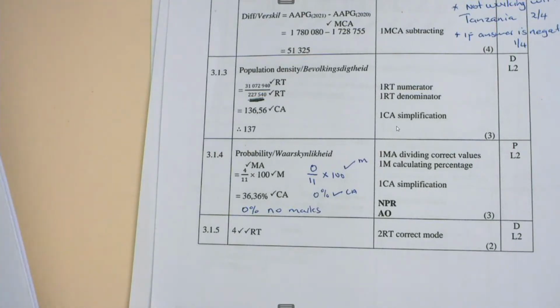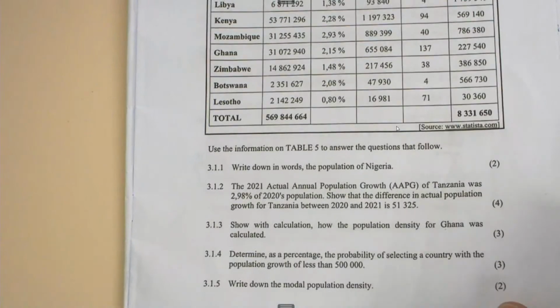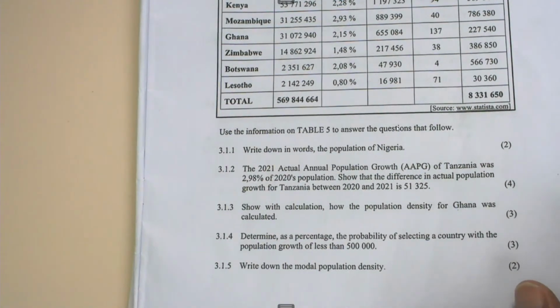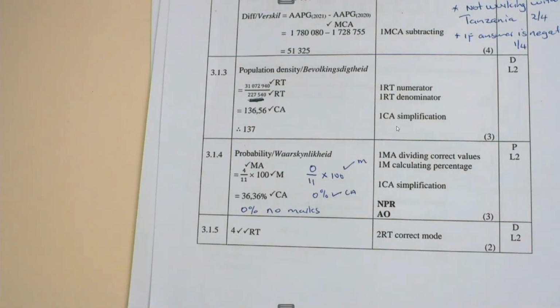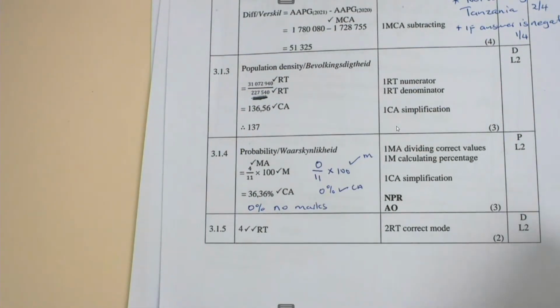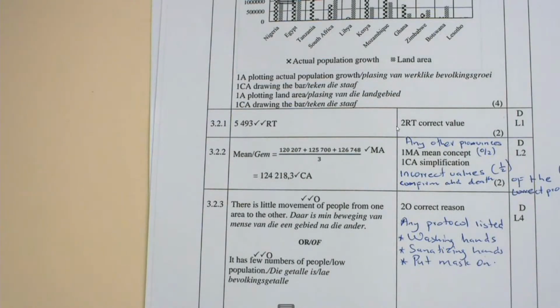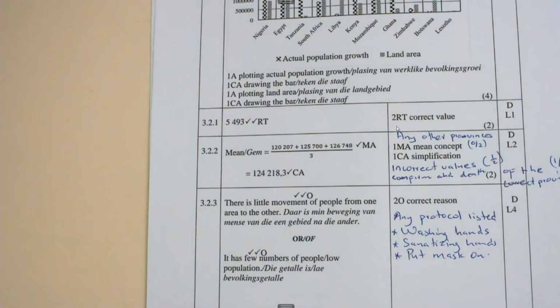Now 3.1.5, it says write down the modal population density. The answer to that is 4, nothing else. It's 4. So we're moving to 3.1.6.